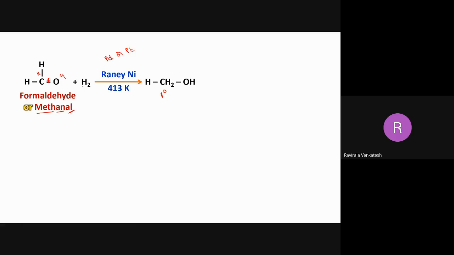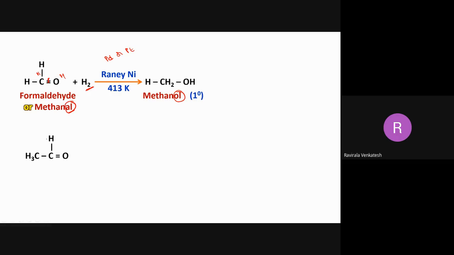How many hydrogens have I taken here? Two hydrogens. Put one hydrogen on the carbon and one hydrogen on the oxygen. Break only the pi bond, not all the bonds. Now you get CH3OH, a primary alcohol. Methanol you are getting. Ol for alcohol. So methanal converts into methanol, a primary alcohol.